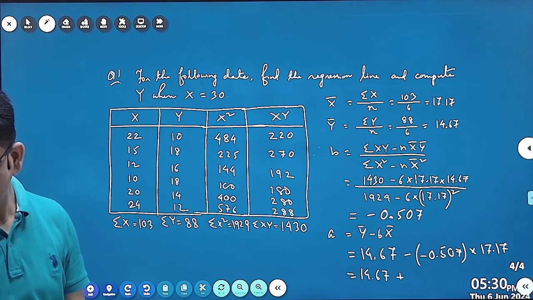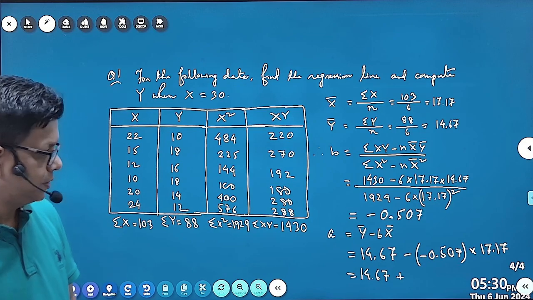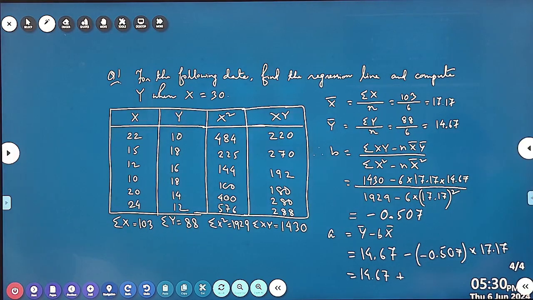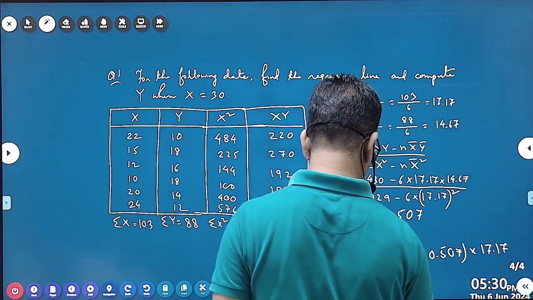Plus. So 0.507 to be multiplied by 17.17, yes or no? 0.507, yes or no? 17.1. Final. So this number will be 8.705.